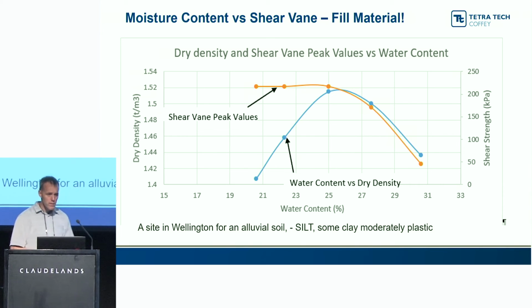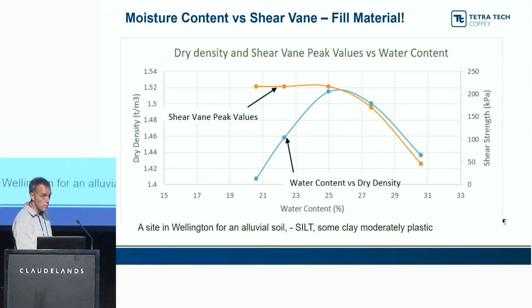What we find is brittle and crumbly type soils are often logged incorrectly and can give you quite misleading strength values. So this is an example here from fill material, taken in Wellington. It's a moderately plastic silt, some clay in it. The first line you want to look at is the blue one, which is our compaction curve. So this is a remoulded sample.